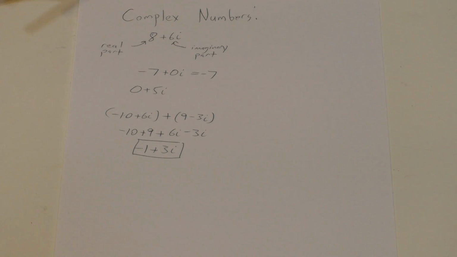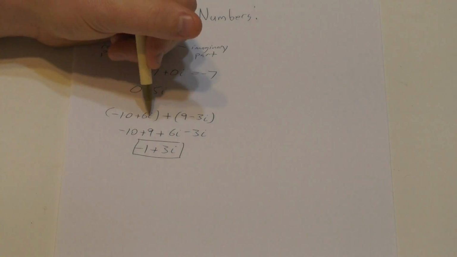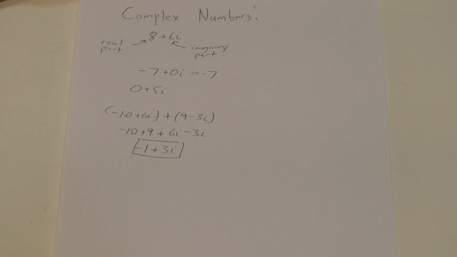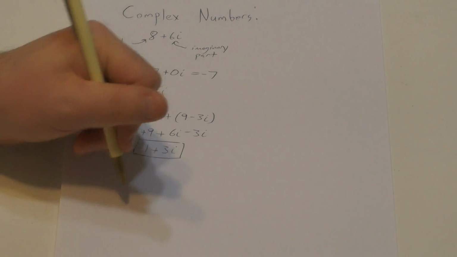So that's really no different than anything you've seen. It's just like combining like terms, but just to be clear, this i is not a variable. It does represent an actual number, which is the square root of -1, but you're going to treat it like you would a variable. Okay?